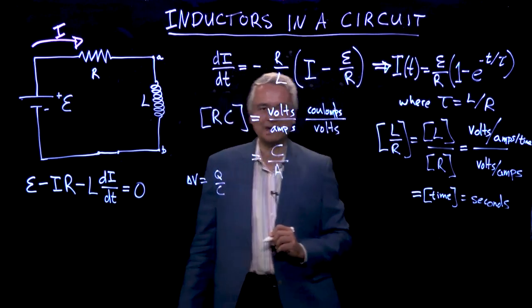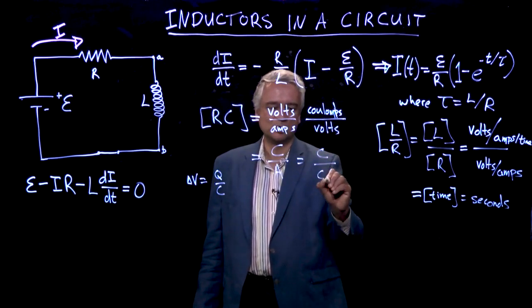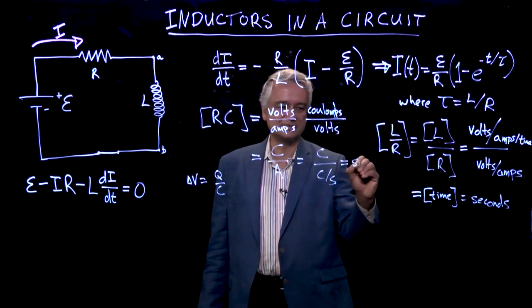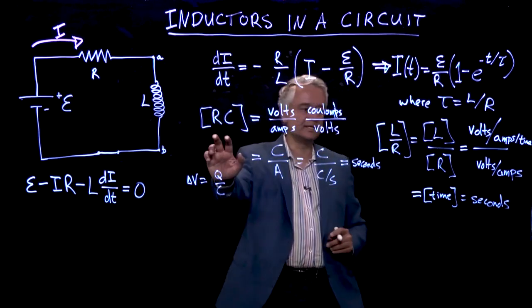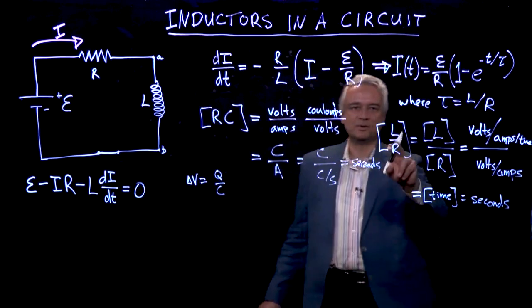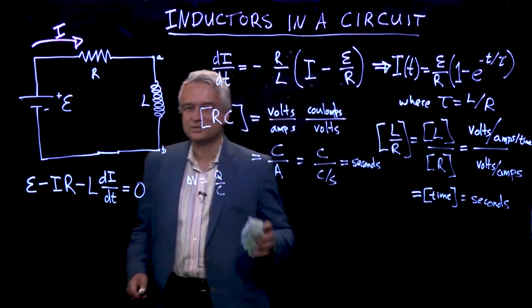But then I remember that an ampere is a coulomb per second. So this is coulombs divided by coulombs per second. This is equal to seconds. So the units of RC are time. The units of L over R are time. And so this all hangs together. So this is very good.